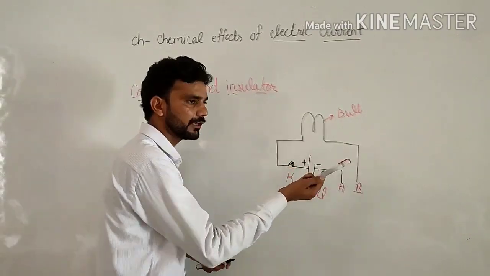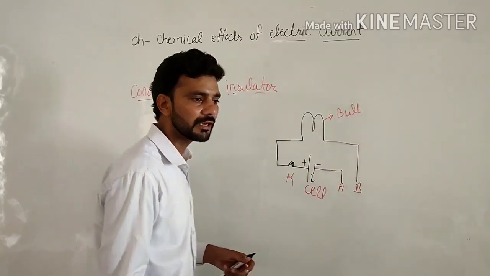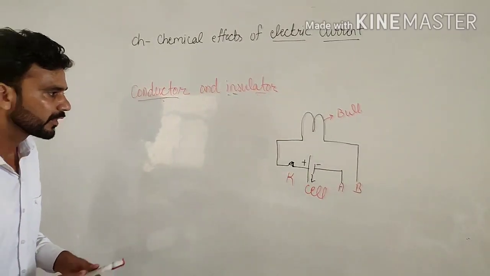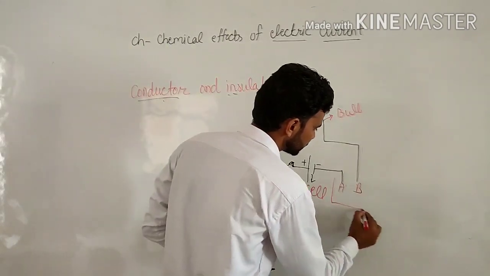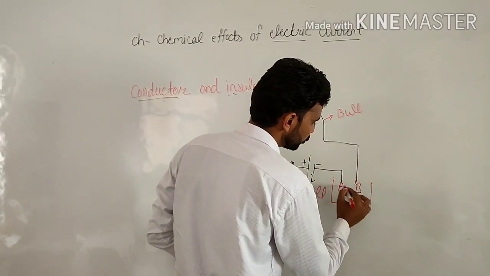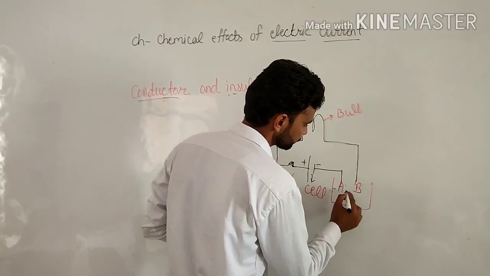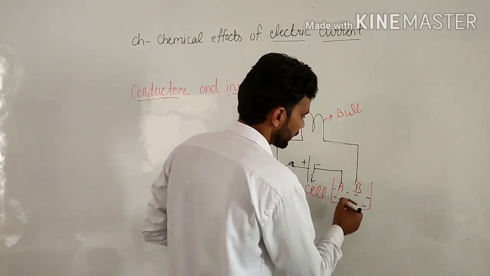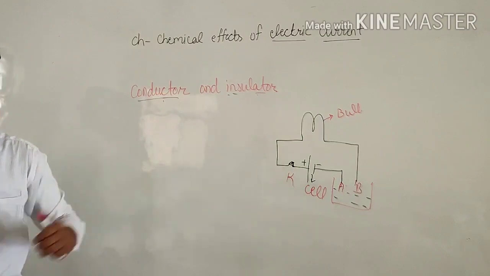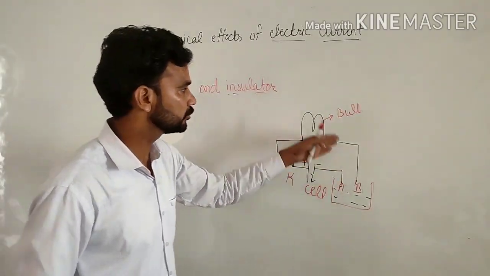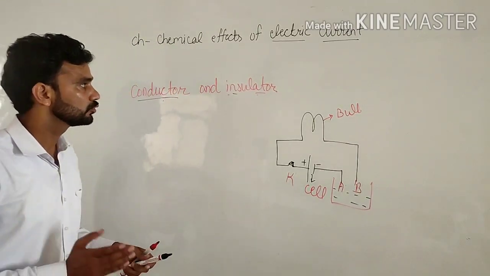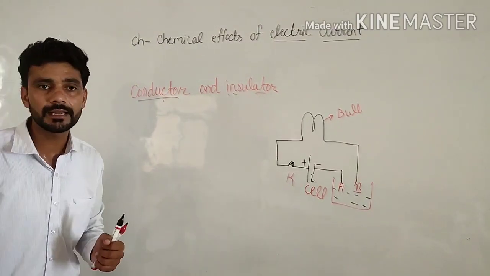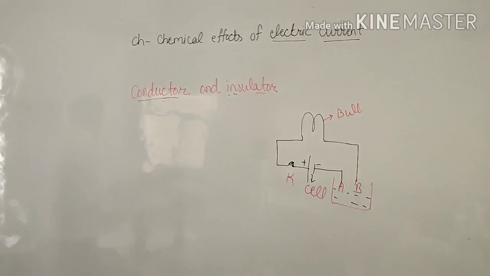By this setup, we can also check whether liquids are conductors or insulators. Suppose I have a liquid in a glass. If I put that glass here, and these two terminals are dipped in the liquid, if the bulb glows, it means the liquid is a conductor. If the bulb does not glow, then the liquid is an insulator. So by this setup we can tell conductor or insulator. We can check the liquids also.